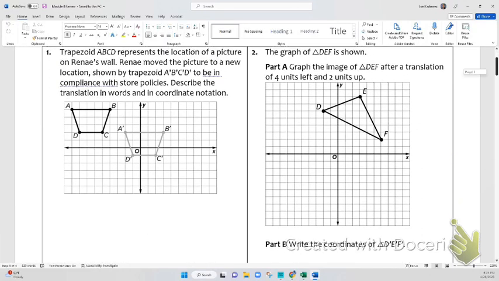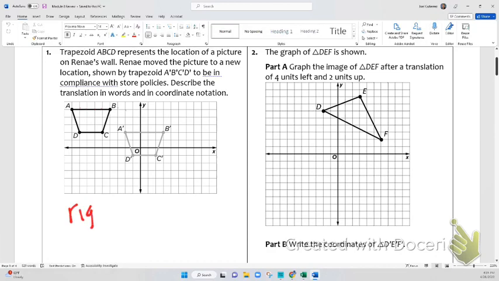Question number 1 says trapezoid ABCD represents the location of a new picture on the wall. It says describe the translation in words and in coordinate notation. So for this one, we're going to have to do 2 parts. 1, put it in words. Number 2, put it in coordinate notation. So first, in words, what's happening? How are we going from A to A prime? We're having to move over 1, 2, 3, 4, 5, 6, 7 spots.